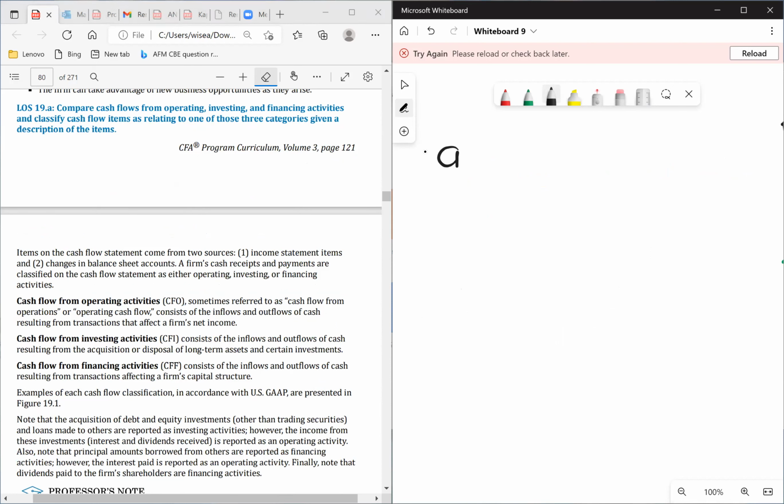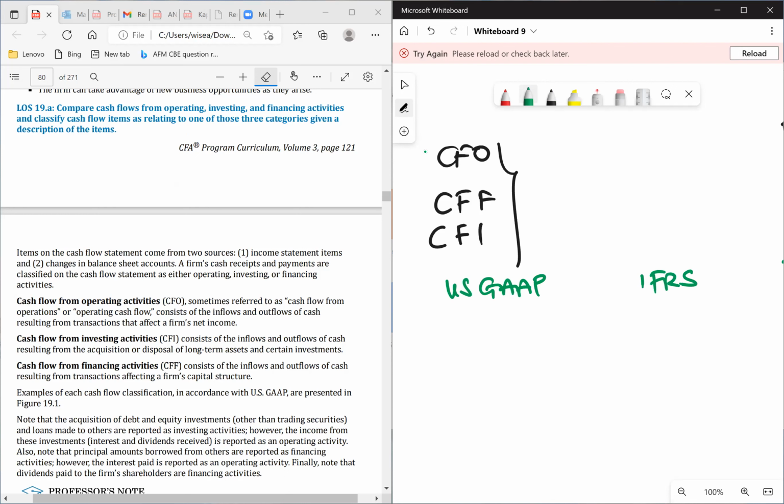So we have cash flow from operating activities, cash flow from financing activities, and cash flow from what? Investing activities. These are the three types of cash flows that you have. And the examiner expects you to know the difference between the US GAAP and then the IFRS when it comes to the cash flow statement.